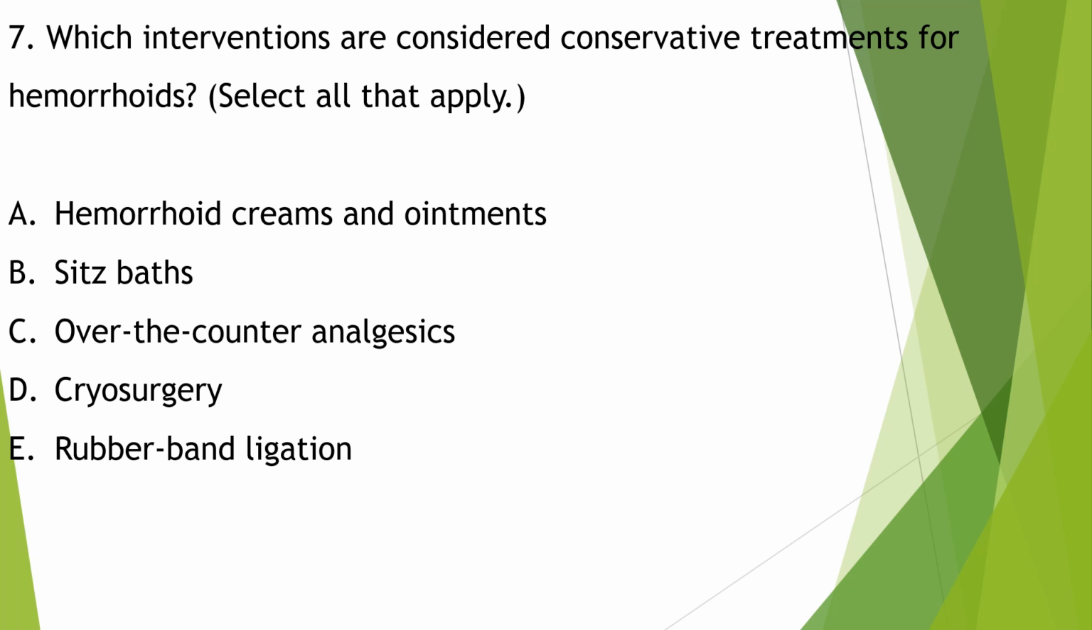Cold packs and sitz baths, that is warm water baths covering the hips and buttocks 3 or 4 times a day, reduce some swelling and pain. There are a number of over-the-counter preparations available in creams and suppositories used to treat hemorrhoids. Rubber band ligation and cryosurgery are surgical interventions for higher grade hemorrhoids. So here hemorrhoid creams and ointments, sitz bath, and over-the-counter analgesics are the conservative treatment for hemorrhoids.